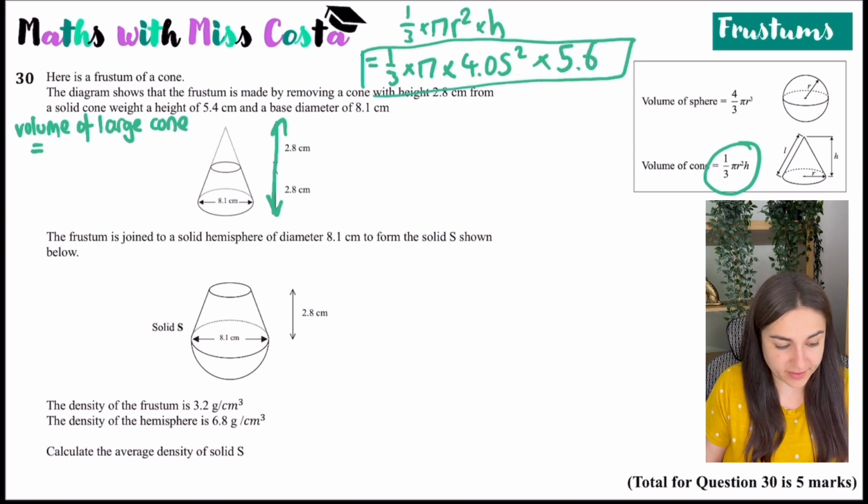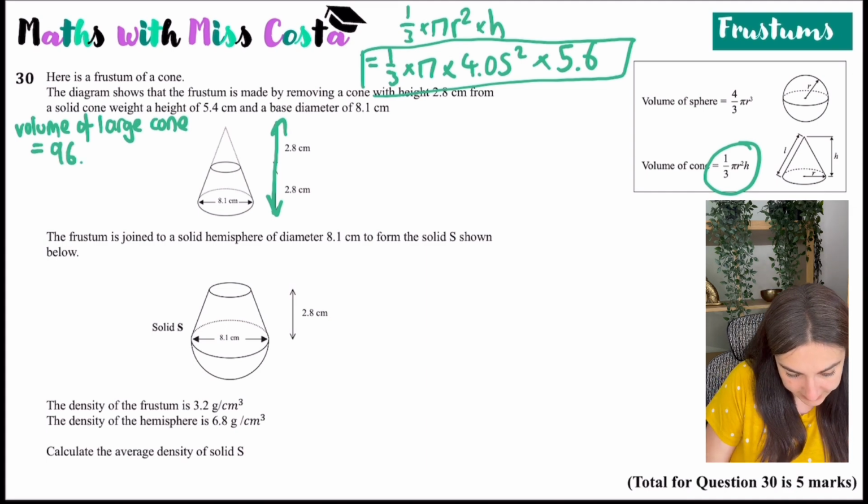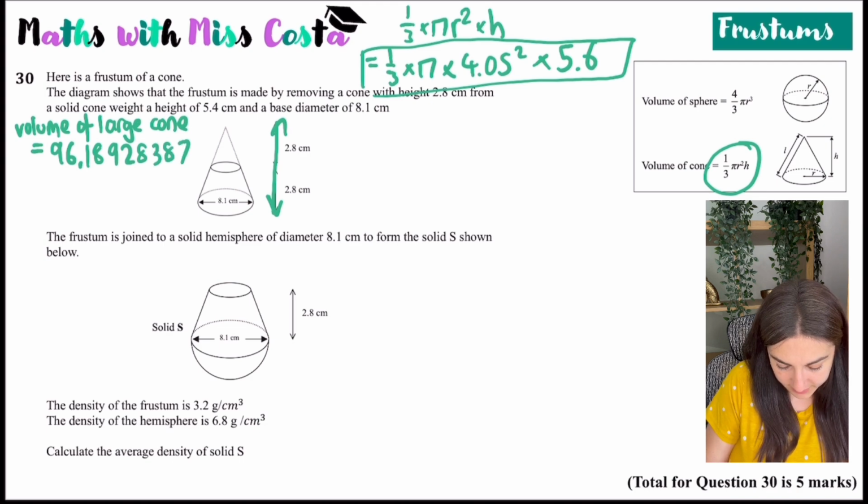Okay, so that is going to tell me the volume of the large cone. So let's just type that into a calculator. 1/3 times pi times 4.05 squared times 5.6 equals 96.1892837 centimeters cubed. Now we need to work out the volume of the small cone.